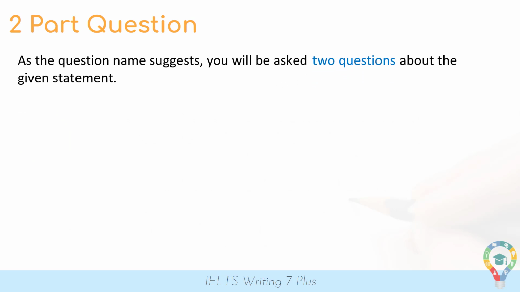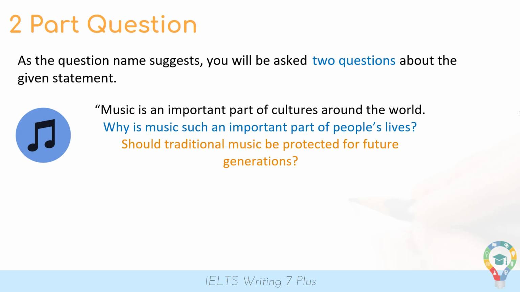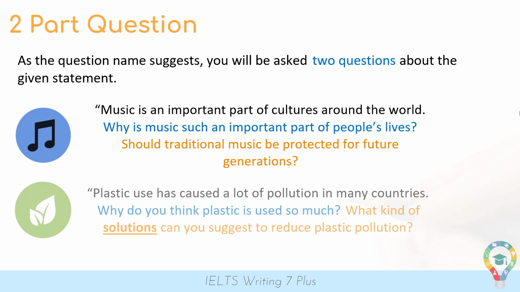So, as the name suggests, you're going to be asked two questions about the given statement, the general statement. Here's an example. Music is an important part of cultures around the world. That's the general statement. And the two questions: why is music such an important part of people's lives? Should traditional music be protected for future generations? So in one paragraph, we'll answer question 1, and in the other paragraph, we'll answer question 2, and I'll show you the structure later.